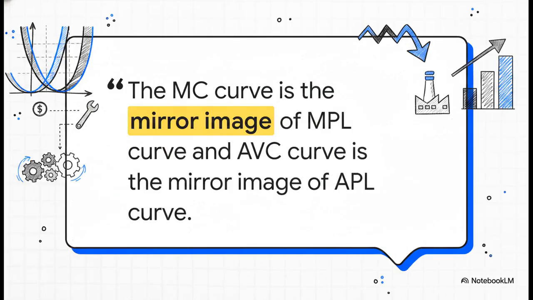To pull a quote directly from our source material here, the MC curve is the mirror image of the MPL curve, and the AVC curve is the mirror image of the APL curve. It's brilliant, because it proves that a firm's financial cost optimization isn't just some isolated thing happening in an accounting office. It is essentially just a reflection of physical production efficiency on the factory floor. If you want to fix your costs, you have to optimize your actual physical production first.